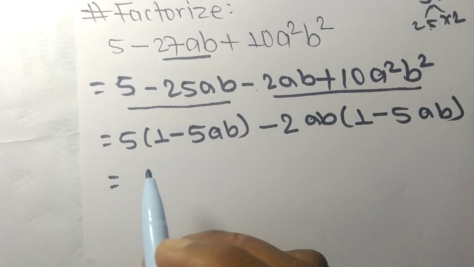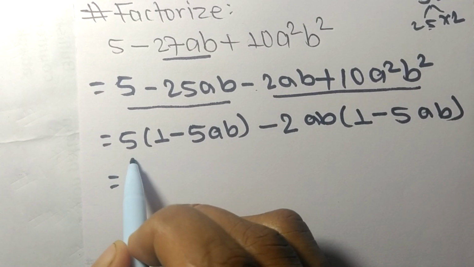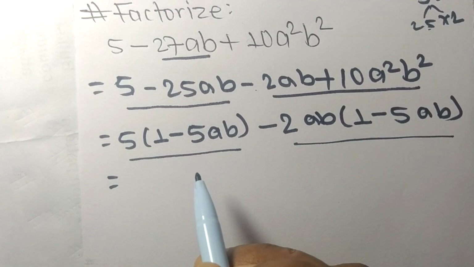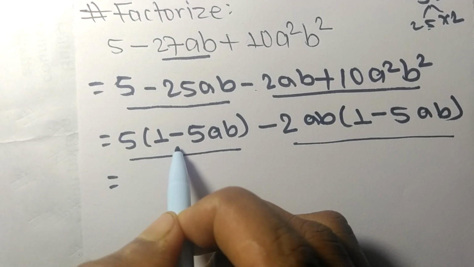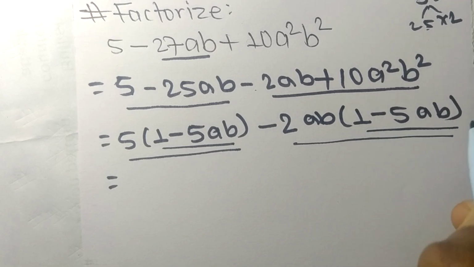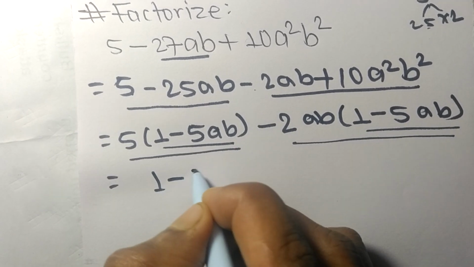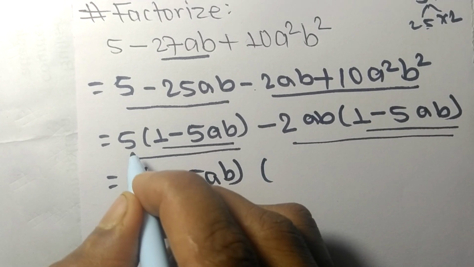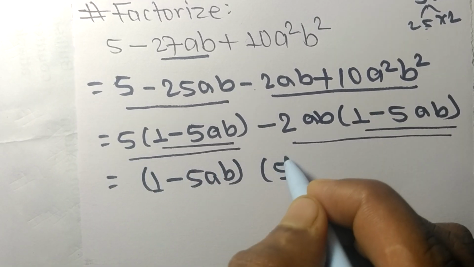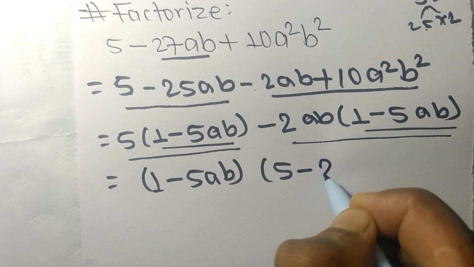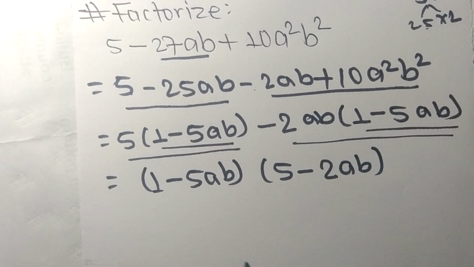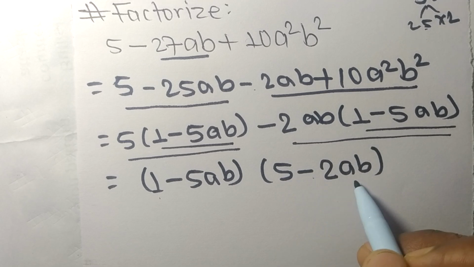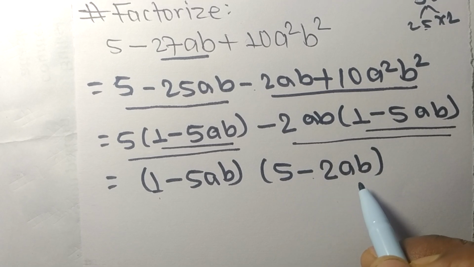So now again we have to find the common factor in the first expression and the last expression. Both contain 1 minus 5ab, so 1 minus 5ab, and the remaining is 5 in the first and minus 2ab in the last. So 1 minus 5ab and 5 minus 2ab are the required factors.